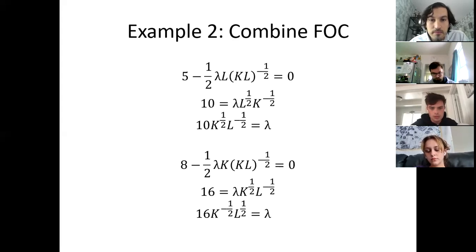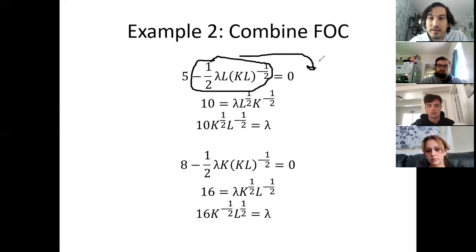Oh, sure. Yeah, so I'm moving this to this side. I got to annotate. Annotate always is good. Move this whole thing to the other side, then multiply by 2, and you get this. Then bring the L to the other side, bring the K to the other side, and you've isolated lambda. And do the same thing here to isolate lambda. Now you can set this equal to this.